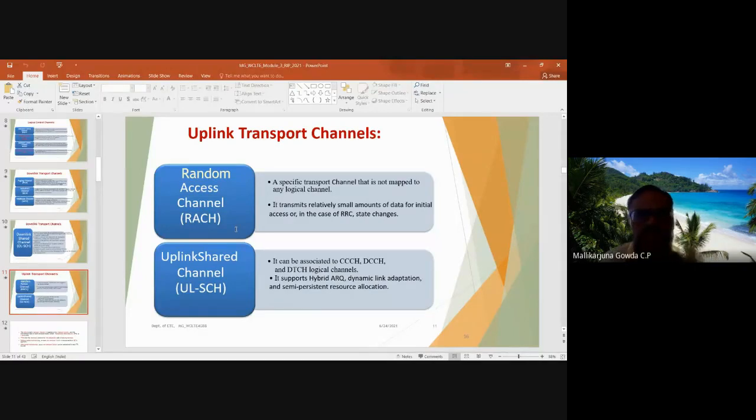So this is about the uplink transport channels. In uplink, we have two types of transport channels. One is RACH, the random access channel. The second one is the uplink shared channel. In the downlink, we have four transport channels: the paging control channel, broadcast channel, multicast channel, and the downlink shared channel. So 4 plus 2, that is 6 transport channels, 4 in downlink and 2 in uplink.